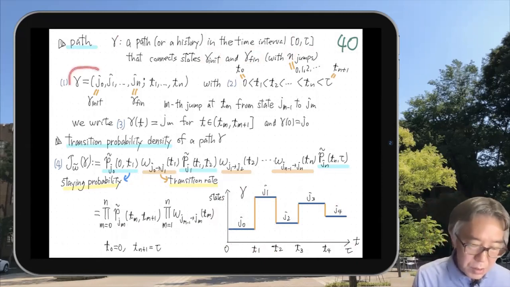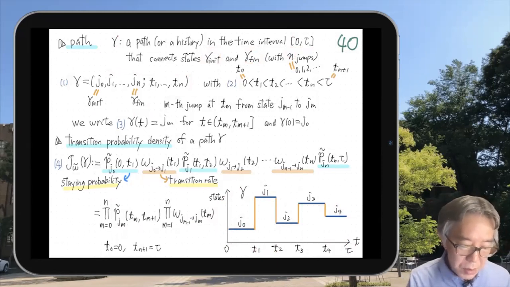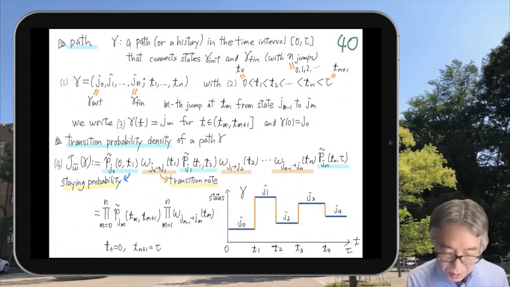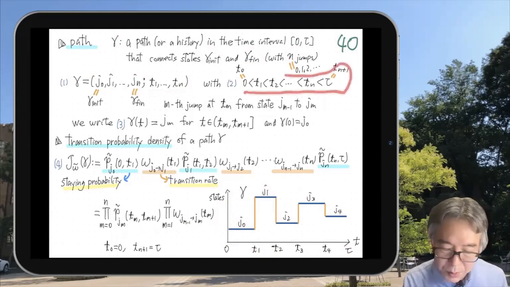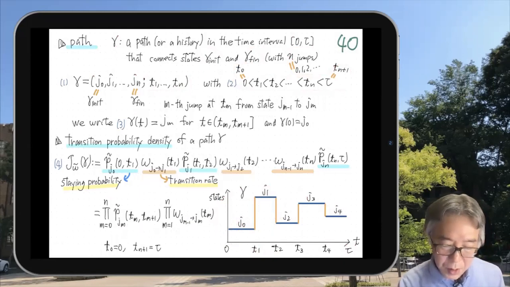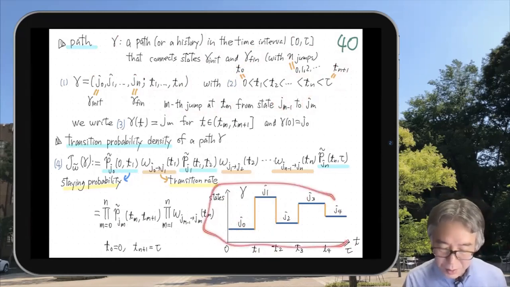Okay, and here's the general description of gamma, a path. It's a collection of, first of all, the list of states that gamma visits. So j0, j1, ..., jn, there are n plus 1 states. And here is the list of times at which the jumps take place. So t1, t2, ..., tn. And of course, these times must be ordered like this. And also it's convenient to denote 0 as t0 and tau as t n plus 1. Okay, and in this case, we say that the mth jump takes place at tm, and in this jump, the system jumps from the state j m minus 1 to jm. Okay, anyway, this tells you everything.